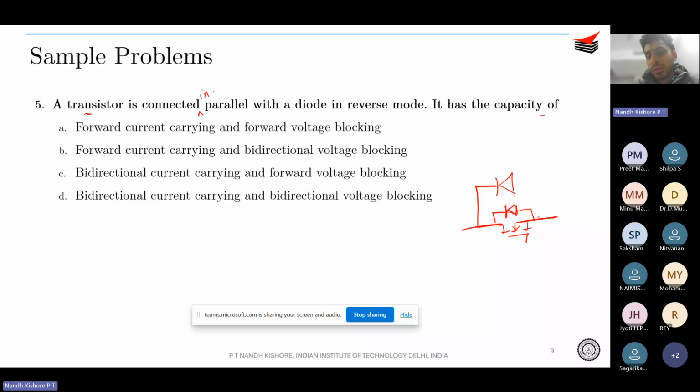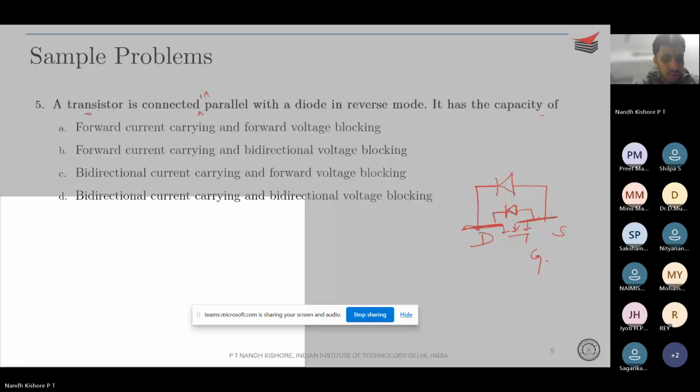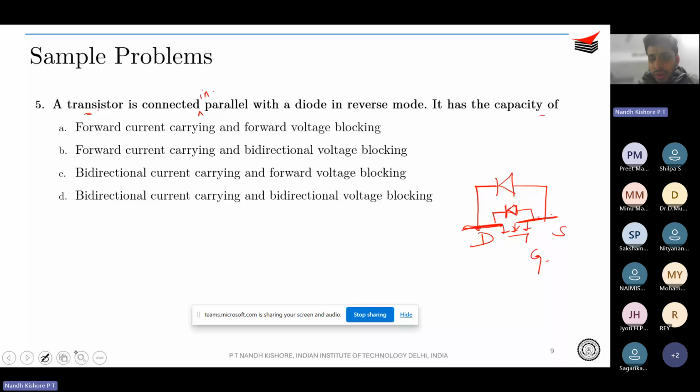So you know that for a MOSFET, this is your drain, this is your gate, and this is your source, right? And a diode is in reverse mode, so obviously this is your anode and this is your cathode, right? So it has the capacity of dash. You just think about it. Obviously, it can conduct current from source to drain, right? So negative current conduction is possible.